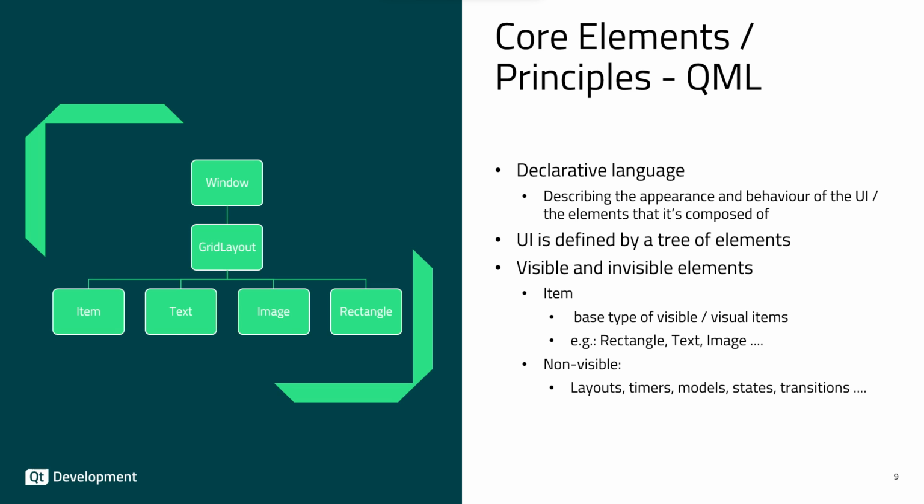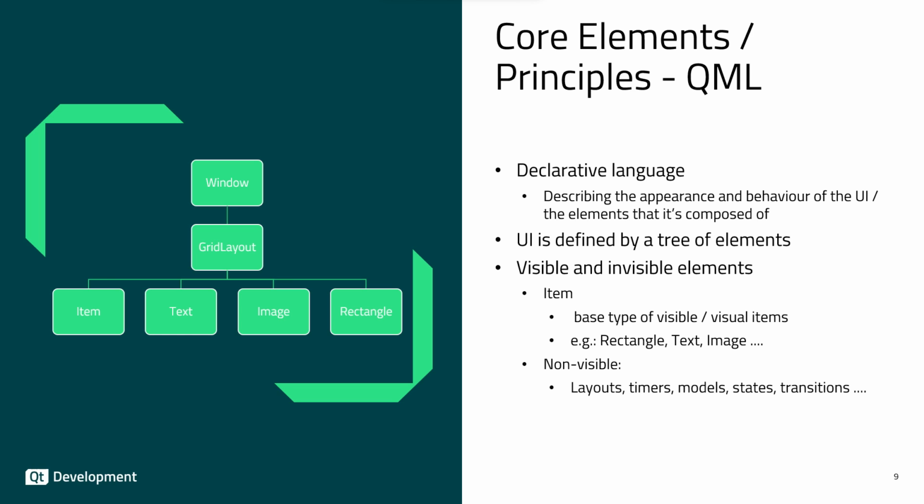As you can see in this example on the left side, the UI is generally defined by a tree of elements. In this example, the root element is the window item with a grid layout as the only child item. The grid layout has 4 child items. In our case, those are an item, a text, an image, as well as a rectangle. All these 4 children will be positioned and taken care of by the grid layout as a parent item.